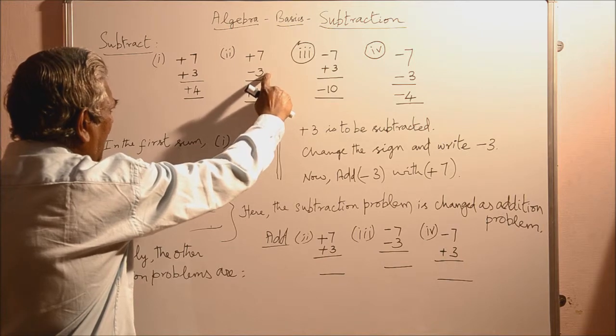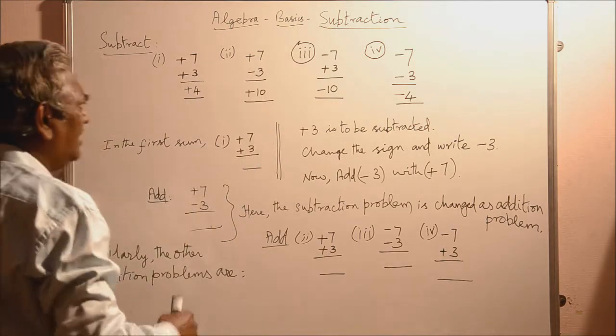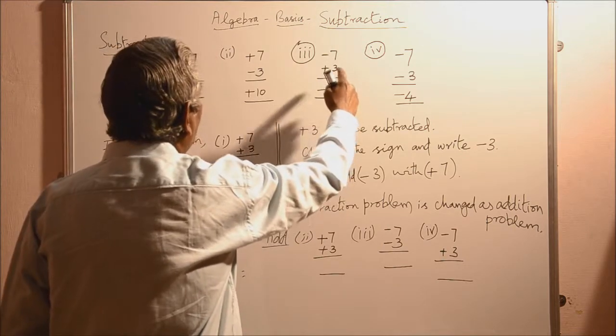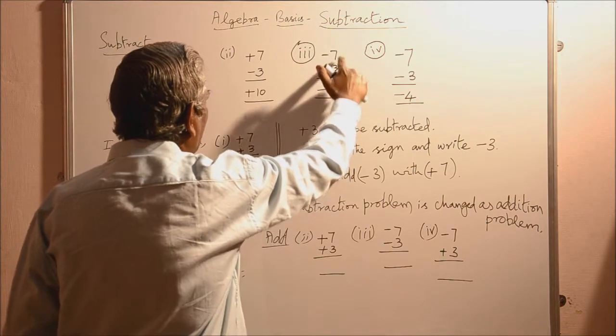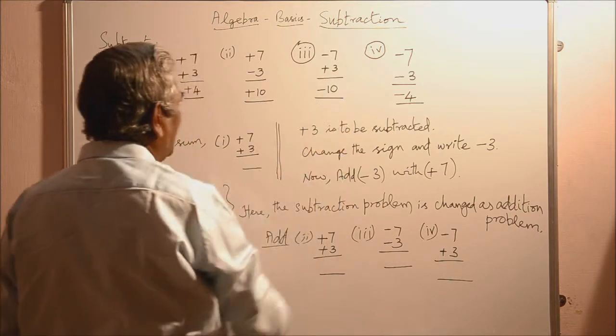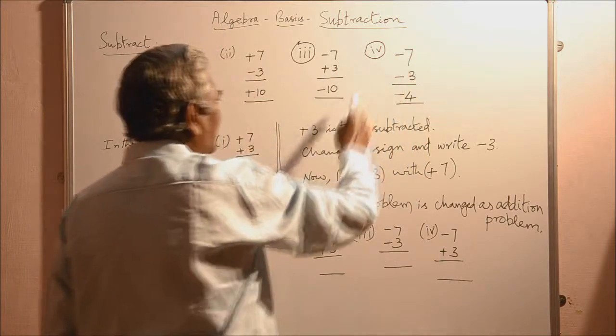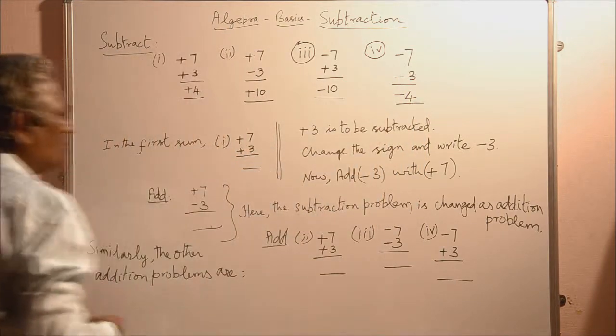Here we are subtracting minus 3 from plus 7 and the answer becomes plus 10. In this we are subtracting plus 3 from minus 7. Therefore the result becomes minus 10. Here we are subtracting minus 3 from minus 7. So that is minus 4.